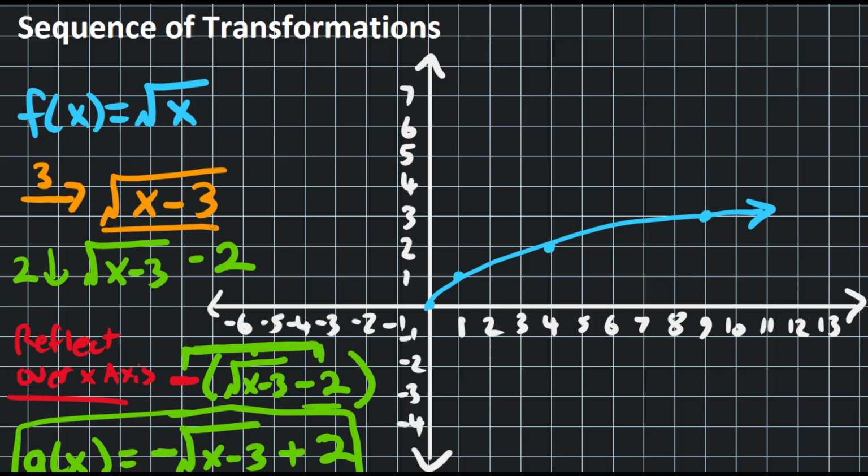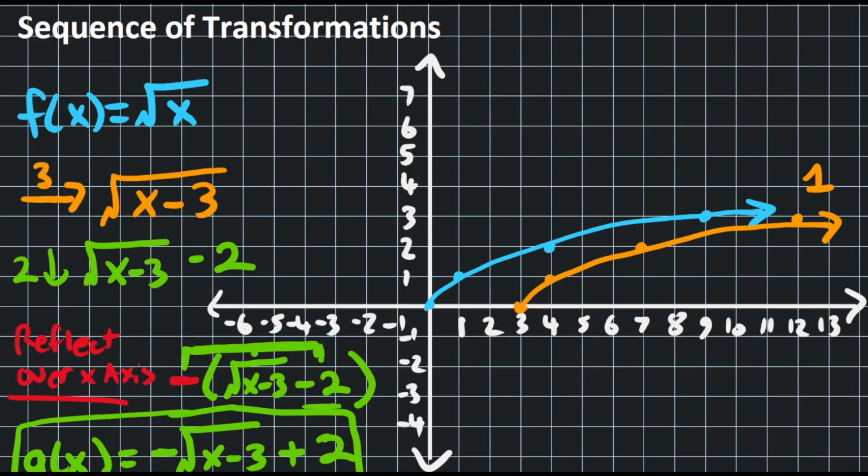In this first step, we had radical x minus 3. So radical x is this one in blue. Radical x minus 3 would just be the blue one pushed to the right by 3. So 1, 2, 3. We're just shifting every point to the right by 3. So this orange one is step 1. Good, so that's step 1.